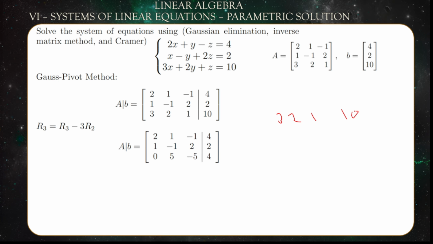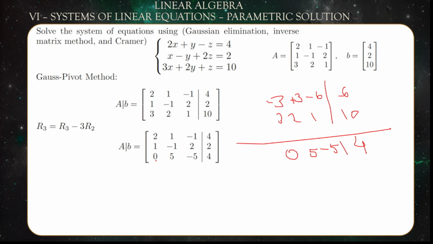1 and 10. Minus 3 R2. Minus 3 times R2, which is minus 3, the second row. Minus 3 times minus 1 is plus 3. Then minus 3 times 2, which is minus 6. And minus 3 times 2, minus 6. Okay? You add them together, you get 0, 5, minus 6 plus 1, minus 5, and minus 6 plus 10, which is 4. This is row 3. 0, 5, minus 5, and 4.